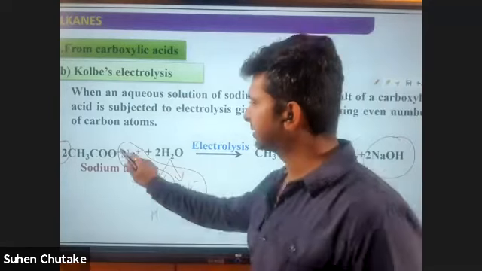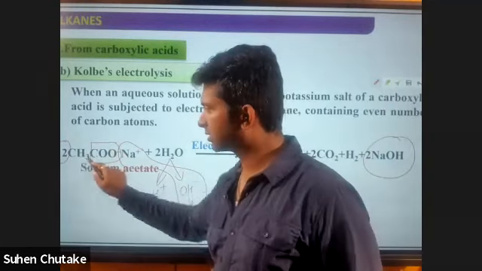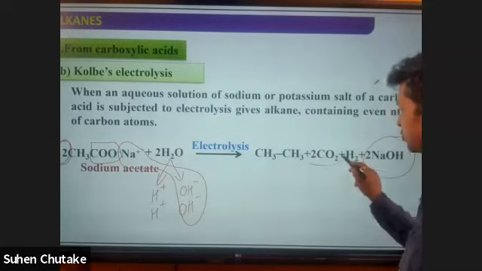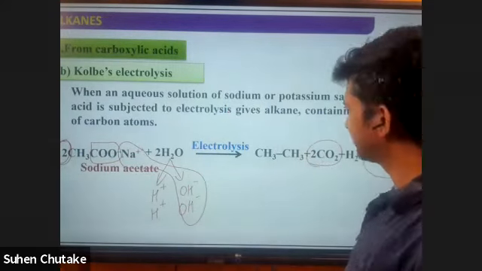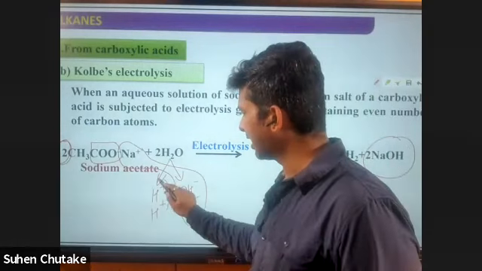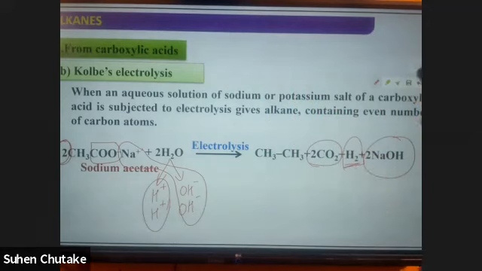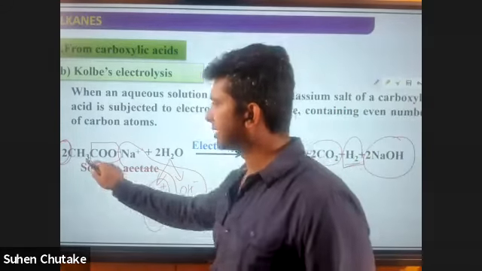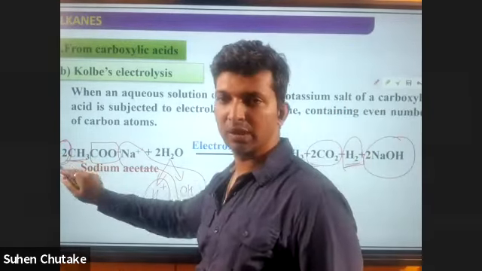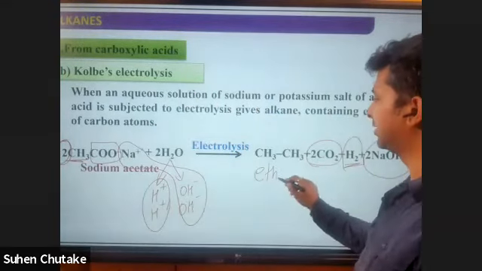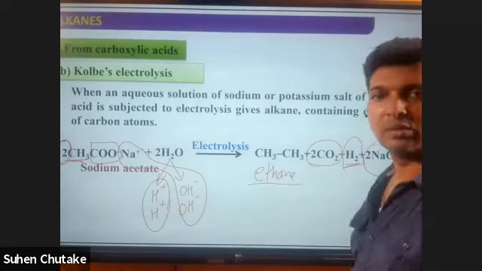Then this CO2, this is also 2. Now this structure is written twice, so 2CO2 will be released. Then this H and H combine to form H2, released as hydrogen. And then there are 2 CH3 over here. So CH3 and CH3 combine with each other to form what? Ethane. To form what? Ethane.